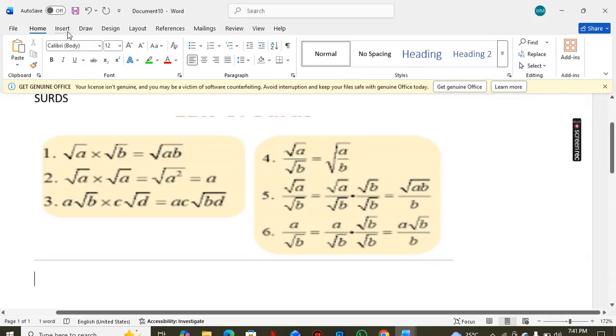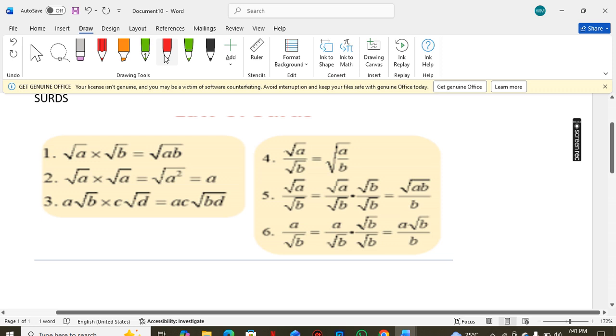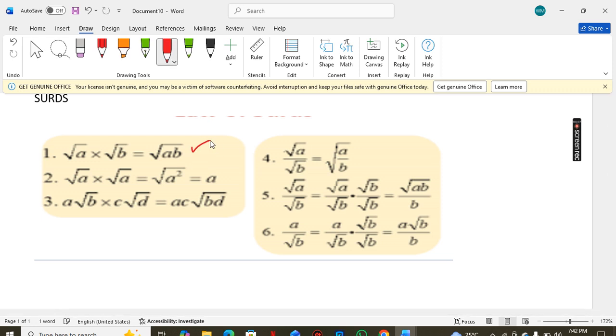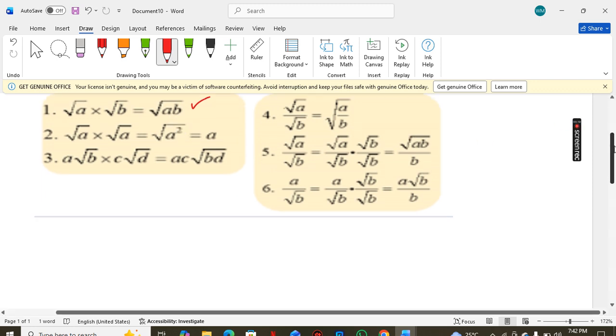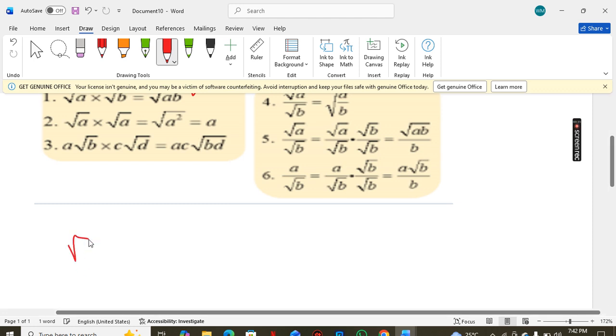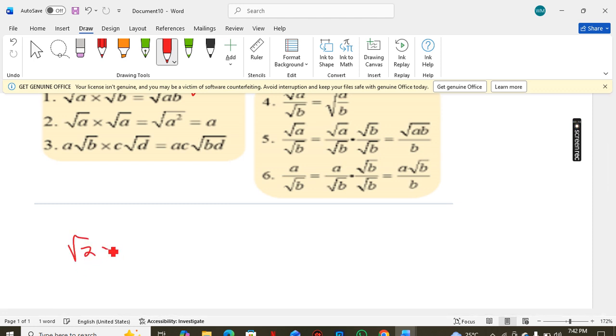Step by step. Okay. So we're going to start with the multiplication law, this one here. The root of A multiplied by the root of B equals the root of A times B. Meaning, for example, if you're given something like the root of 2 multiplied by the root of 3, you're going to get the root of 2 times 3, which gives you the root of 6.